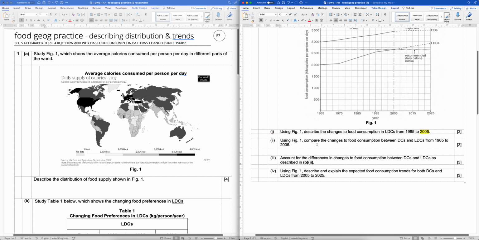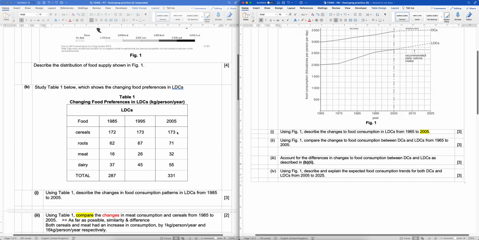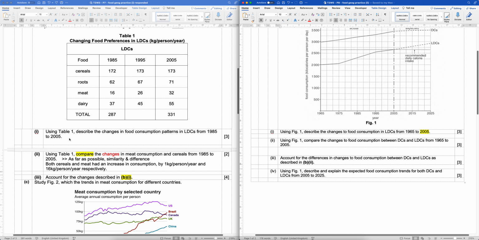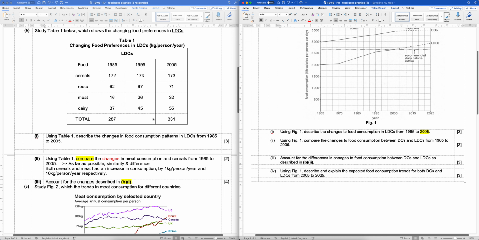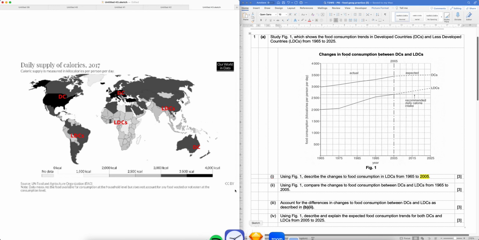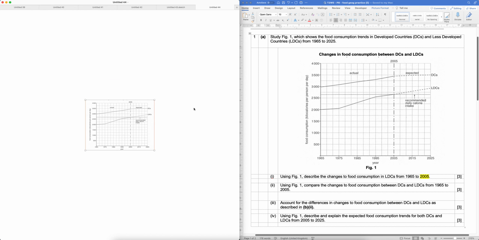Okay, part 2, compare the changes. This is similar. So sorry, part 1, describe changes. Instead of a table, I give you a chart now. Please don't make the same mistakes anymore. Okay, part 2, compare changes, same as here. Alright, you might be thinking, only 2 categories, how to compare changes. Okay, well, this is where you need to learn how to break up the graph.